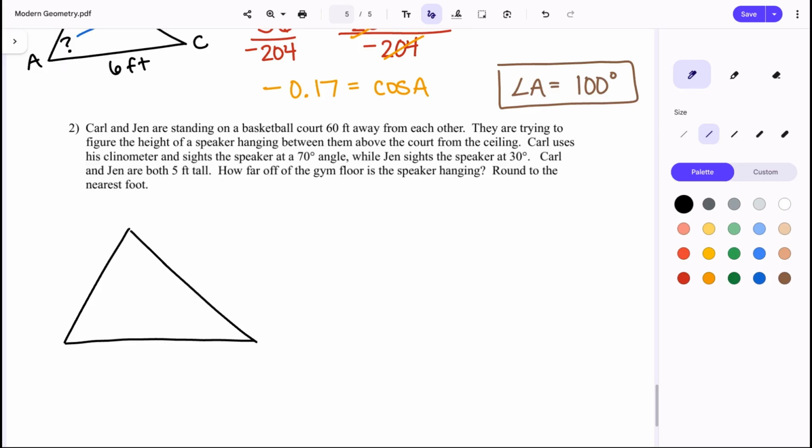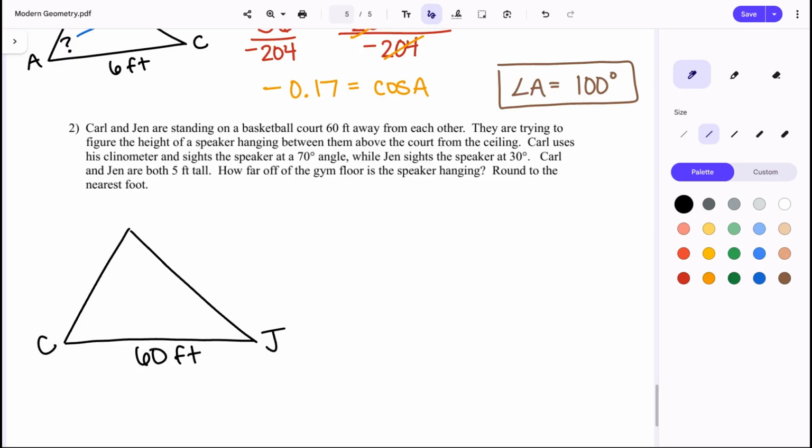So it says, Carl and Jen are standing on a basketball court 60 feet away from each other. So let's just take this sentence by sentence here. Where could I put Carl and Jen? Opposite on the bottom. So could I put a C here for Carl and a J here for Jen maybe? And how far do we know they are from each other? 60 feet. So I'm going to put 60 in between them.